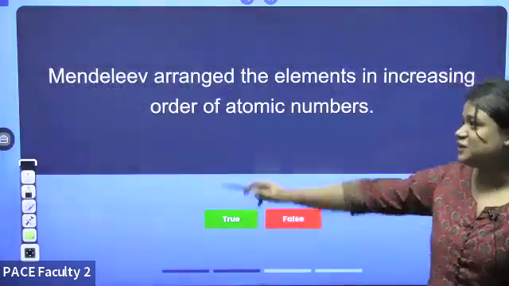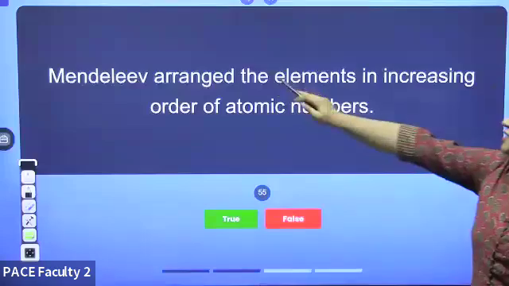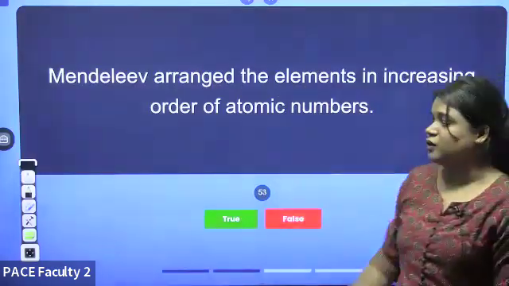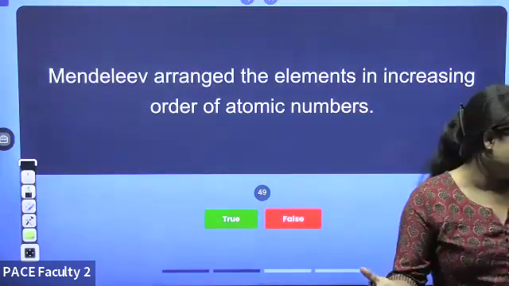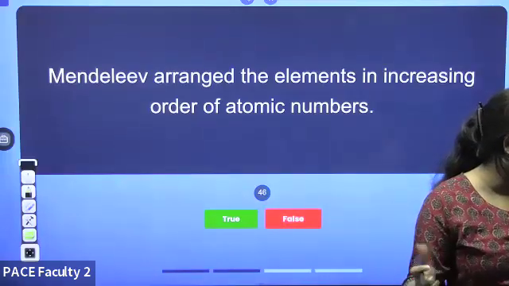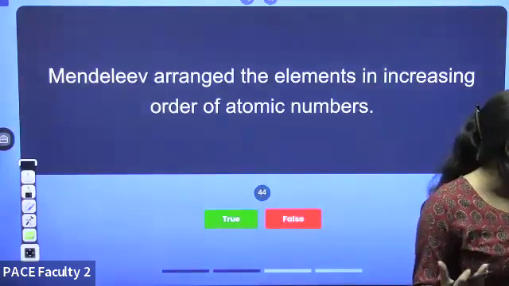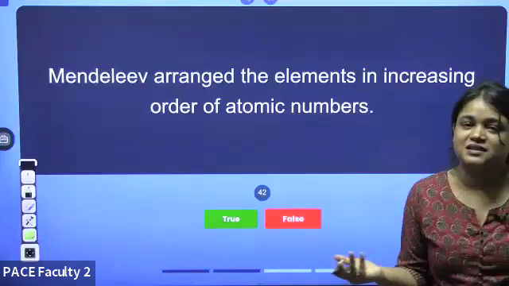Excellent. Very good. Next. Mendeleev arranged the elements in increasing order of atomic numbers. True or false? Angel, Sonal, Pragati, something is going wrong, everyone is getting it wrong. Arihant, you tell me.